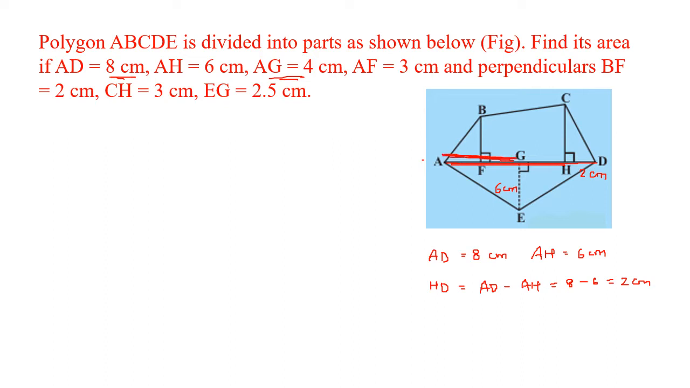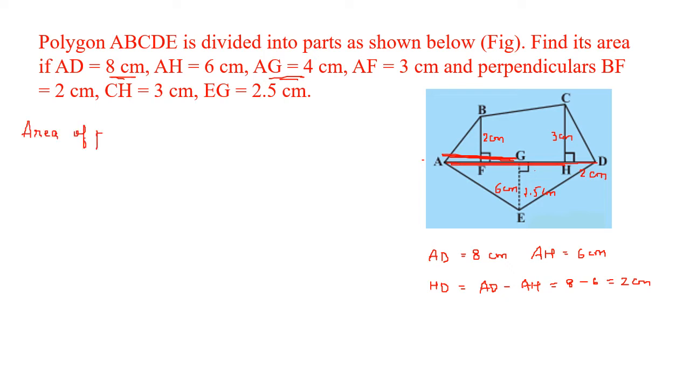So if AG is 4 centimeter, how much is AF? Do we need to find it? Let us see whether we need to find it or no. So we'll first check out what we need to find out. The perpendicular BF is given 2 centimeter, CH is 3 centimeter and EG is 2.5 centimeter. Now first of all, let us see what we need. So first we'll write down what we need.